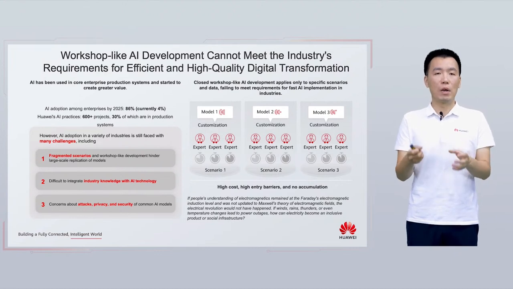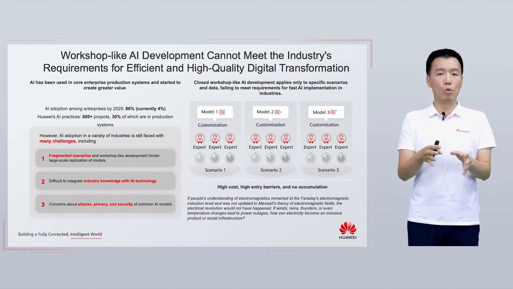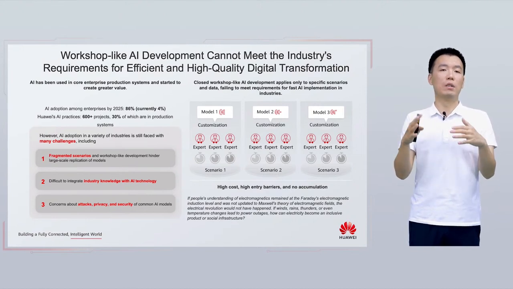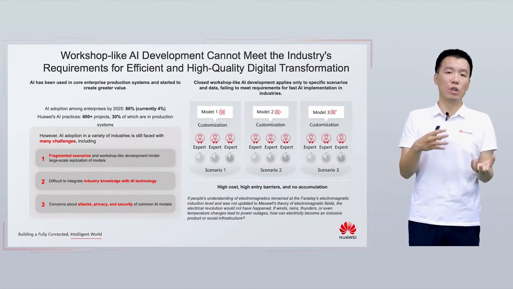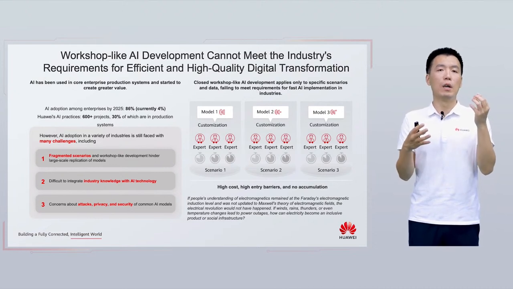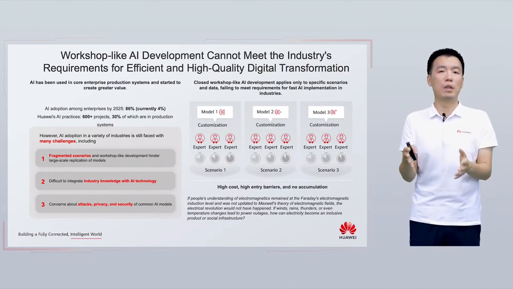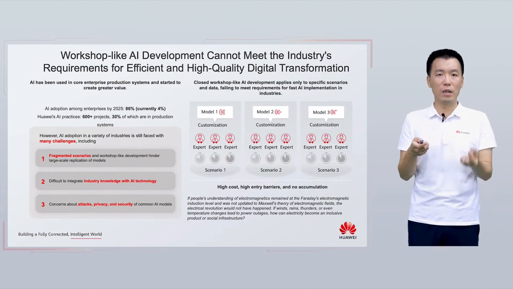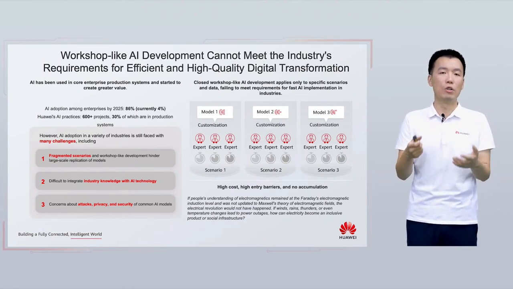Why? Because the differences between every AI project are very high, so you need to apply different expertises in different scenarios. That is a problem. Now we have designed a new paradigm for solving this problem, which is our large model. So what is a large model?